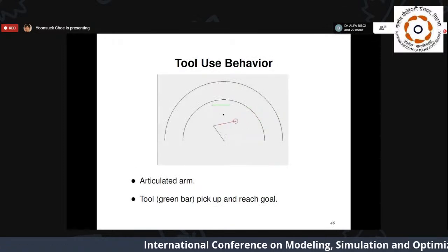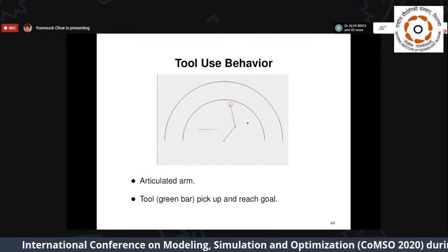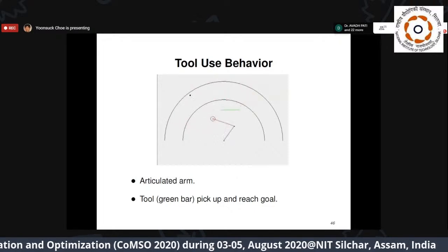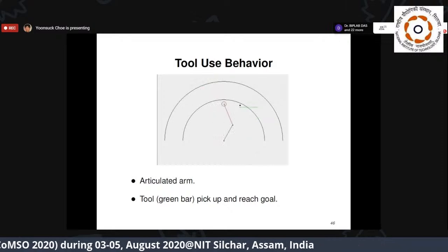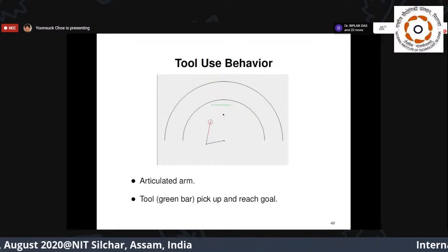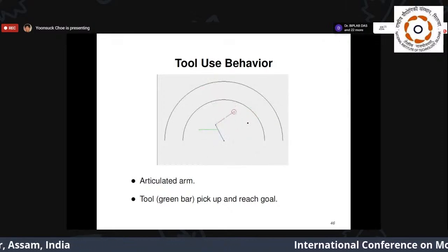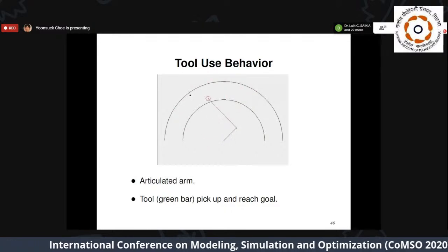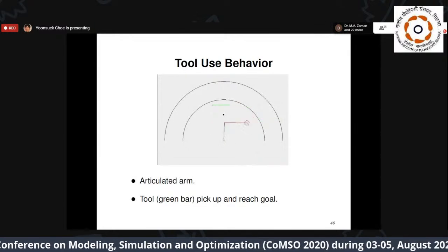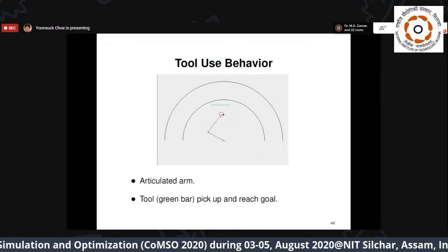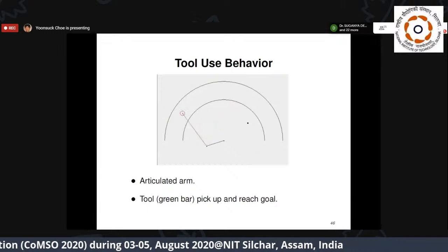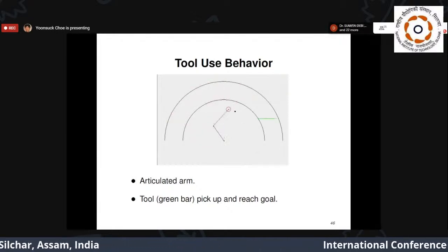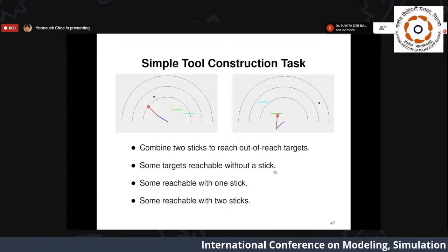So here are some actual simulation runs. You pick up the tool and you reach the target. It gets pretty good. In this case, it picked up the tool unnecessarily. You can see it's pretty good. And the second test we tried was to construct the tool.